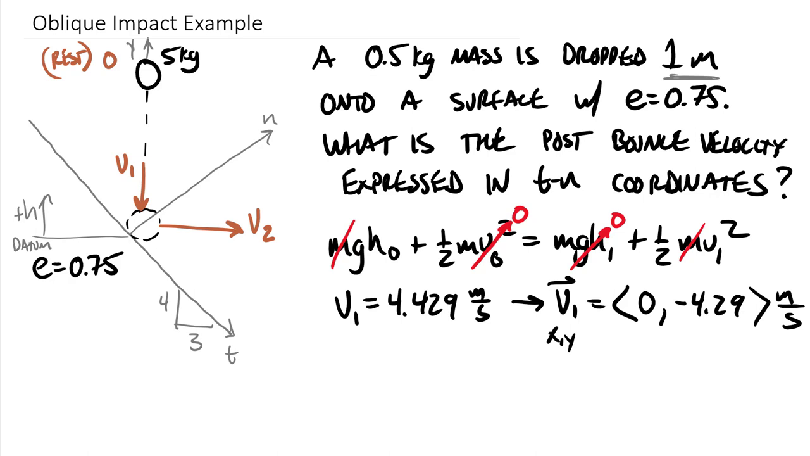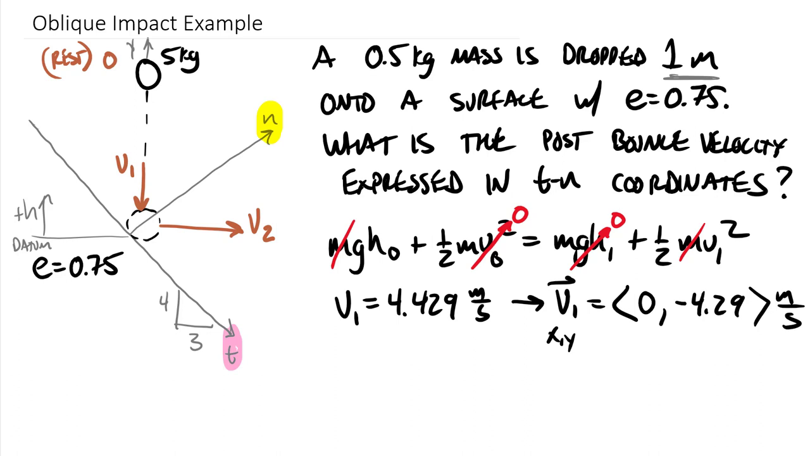Okay, so that does fine for us if we're going to stick in the xy, but we need to push things into the tn, in order to be able to apply our coefficient of restitution. A reminder that the coefficient of restitution will only apply in this n direction. Everything in the t direction will actually be conserved. Okay, so once you figure out those components in the t direction.